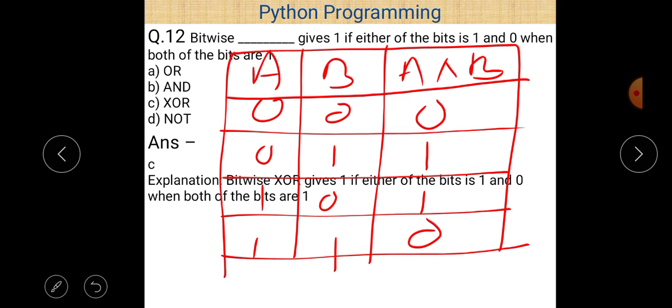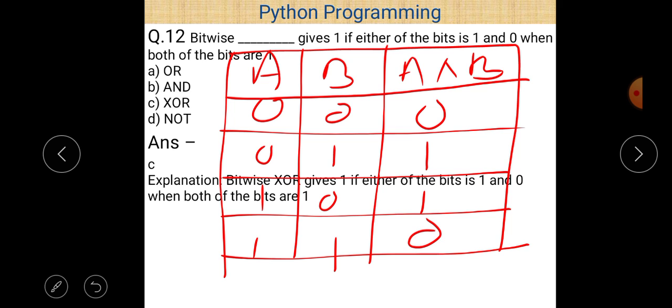Okay, as far as bitwise NOT is concerned, actually NOT basically negates the value. If input is 0, then after the bitwise NOT operator, 1 is found, and if 1 is there, then after the bitwise NOT operation, 0 is the answer.